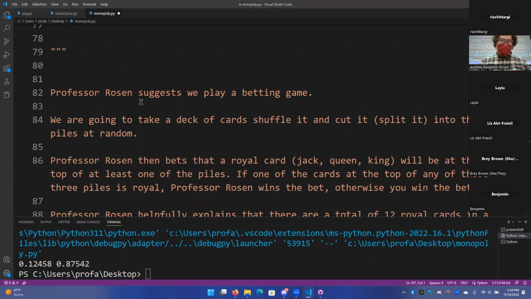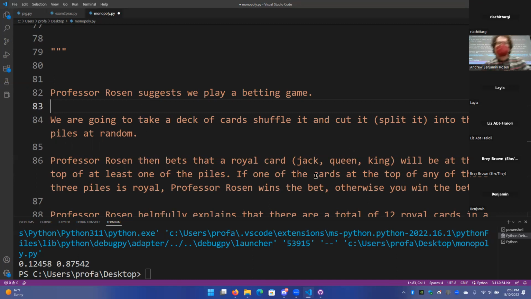Suppose we're going to do another betting game. This time, rather than a coin game, we're going to play a card game, using a standard deck of 52 cards. We take a deck of cards, shuffle it, and then cut it into 3 piles at random. In other words, we split it up into 3 smaller decks at random.